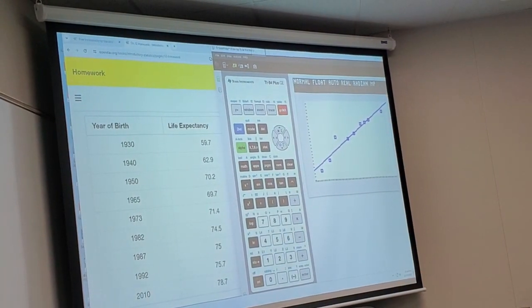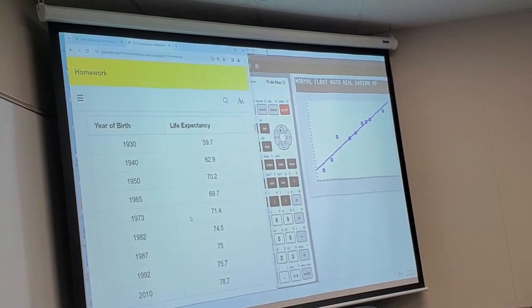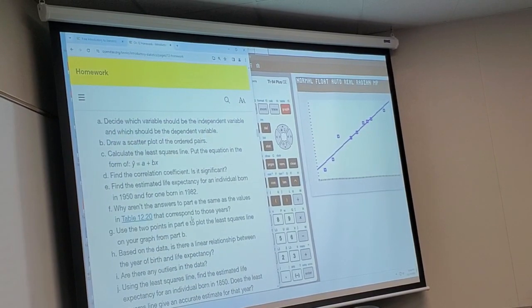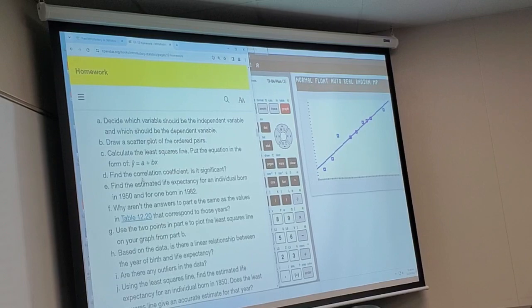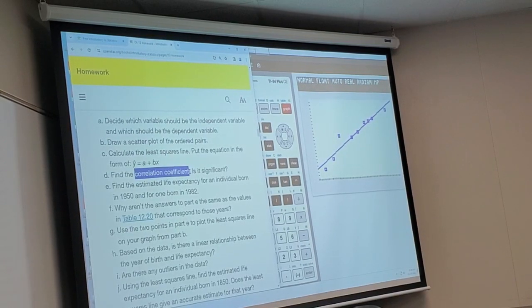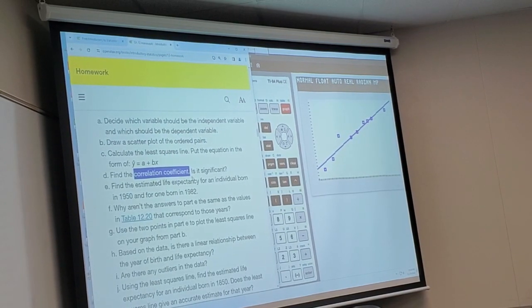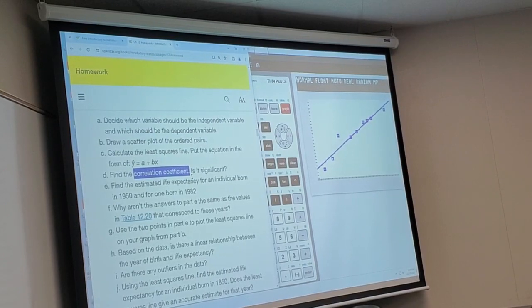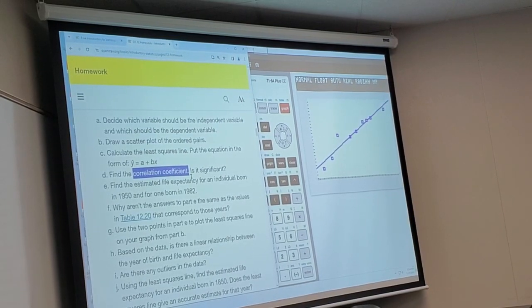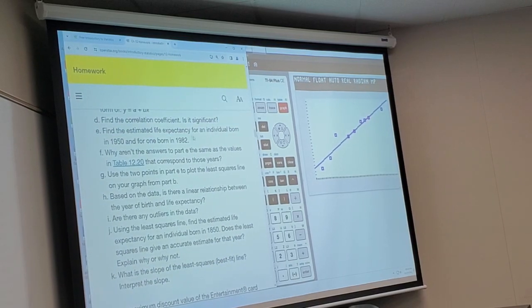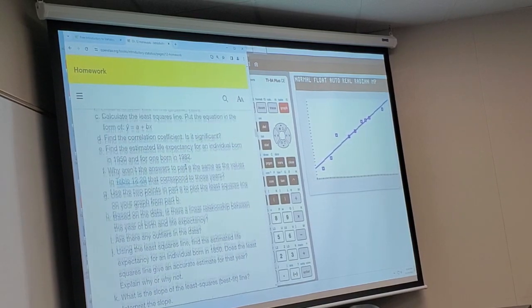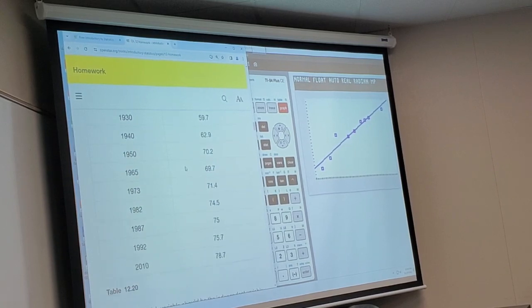Okay. Do they ask us any more questions? Oh, they ask us a lot of questions. Okay. Yeah, the correlation coefficient, that's another name for what? Correlation coefficient is another name for R. Okay, I like it. Estimated life expectancy for somebody born in 1950.